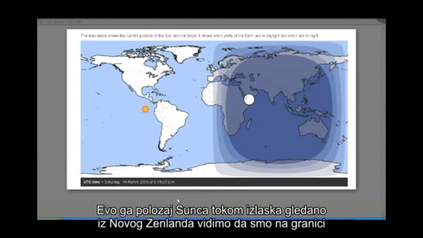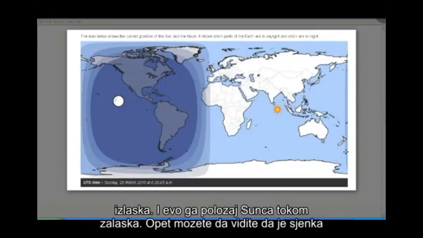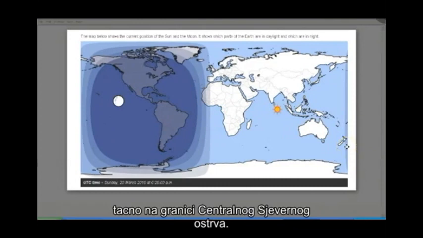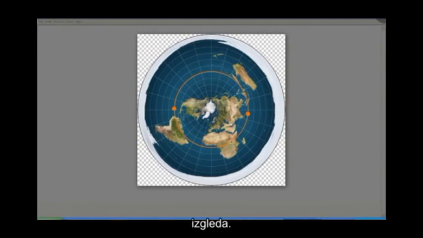Here is the position of the sun at sunrise as seen from New Zealand. You can see that we're just on the edge of sunrise here with a shade. And here is the position of the sun at sunset. Again, here you can see that the shade is just on the edge of the central North Island. So now we need to translate this information back to the official flat earth map to see how it looks.